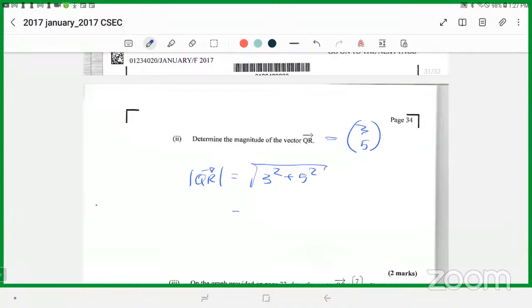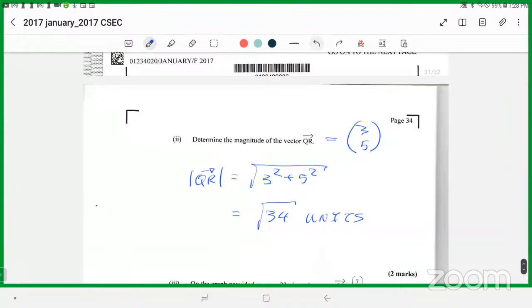Don't put 4. This is 9 and 25, isn't it? That's the square root of 34. Square root of 34 units. You can leave that as my answer. I don't have to work it out, but it's not exact. 25 and 9 is 34. This is 25 and this is 9. It's okay to leave it like that.